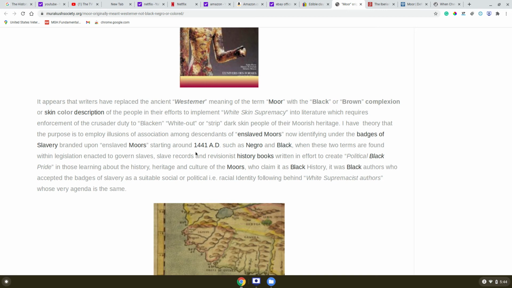When these two terms are found within legislation enacted to govern slaves, slave records, and revisionist history books written in an effort to create political black pride in those learning about the history, heritage and culture of Moors who claim it as black history. It was black authors who accepted the badges of slavery as a suitable social or political, i.e., racial identity, following behind white supremacist authors whose very agenda is the same.